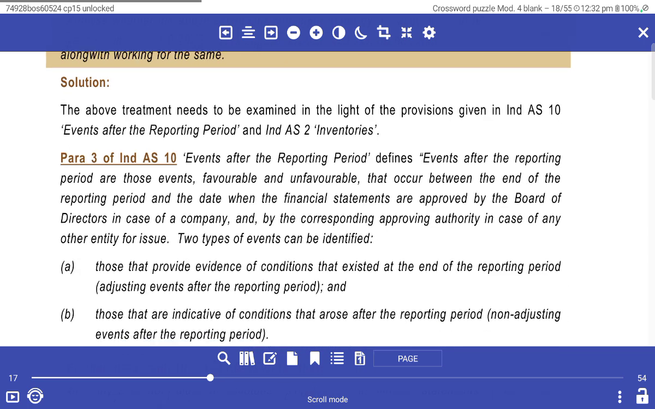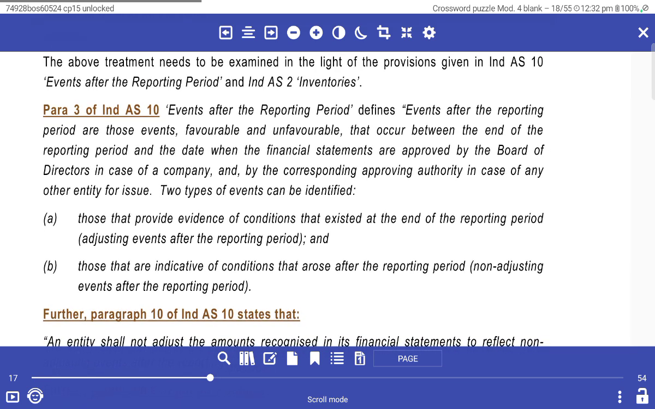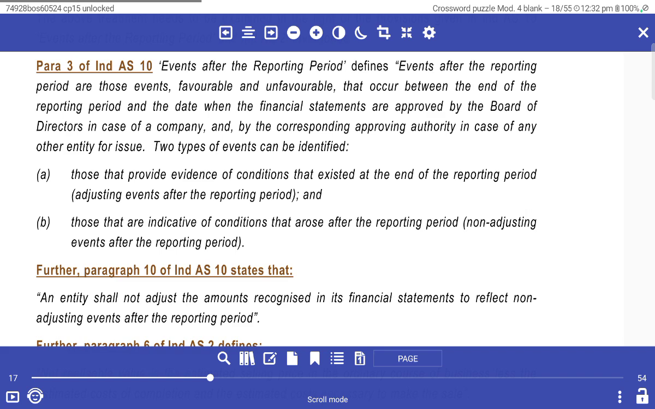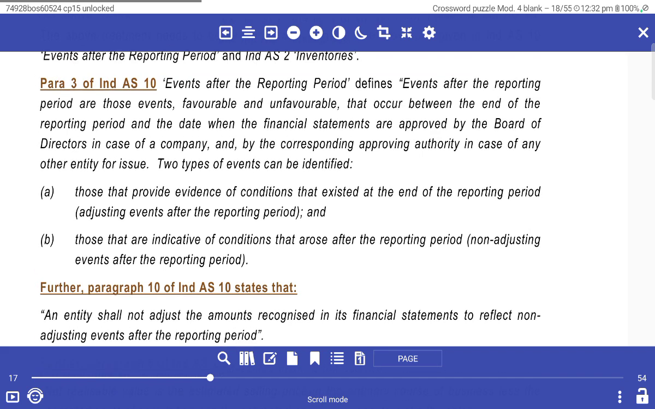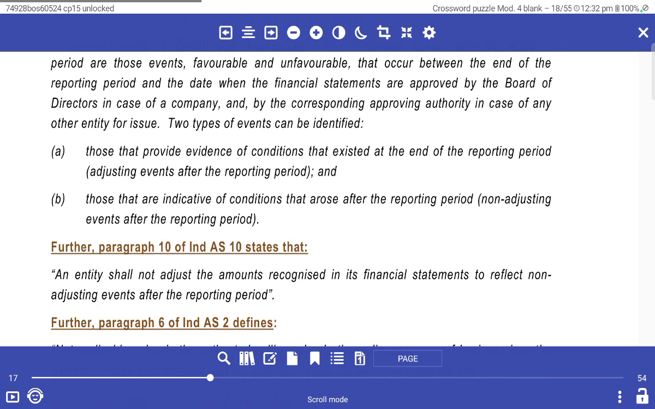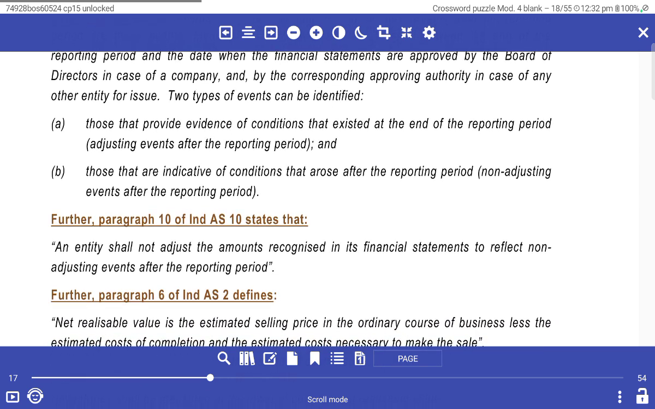Solution. The above treatment needs to be examined in the light of the provisions of NDAs 10 Events after the Reporting Period and NDAs 2 Inventories. As per para 3 of the NDAs, events after the reporting period are those events, favorable and unfavorable, that occur between the end of the reporting period and the date when the financial statements are approved by the board of directors in the case of a company, and by the corresponding approval authority in the case of an entity other than a company.